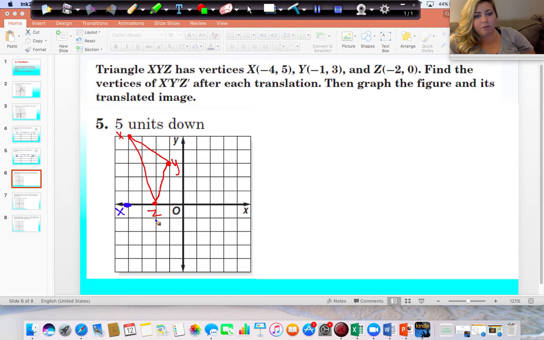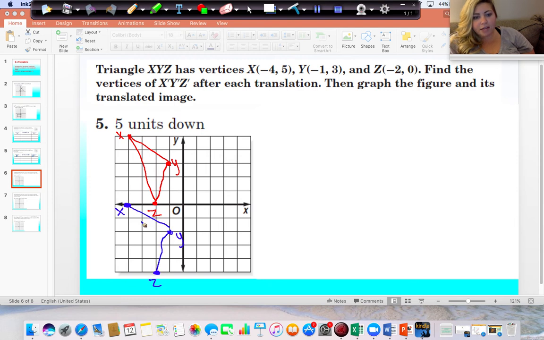Our z, we want to move 5 units down. 1, 2, 3, 4, 5. This is our new z. And our y, we move 5 units down. 1, 2, 3, 4, and 5. Here is our new y. So here is our triangle.